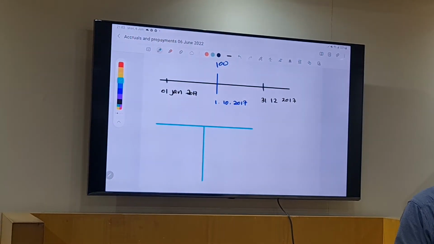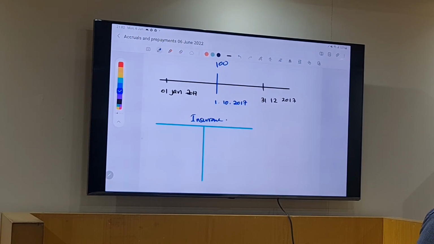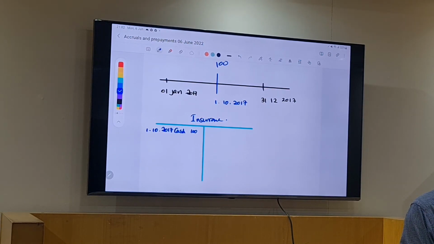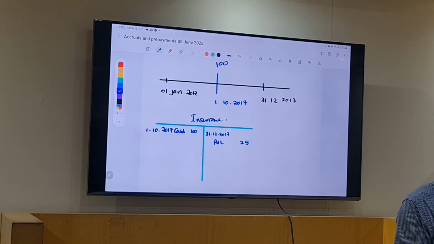Anyway, now here, see this. Insurance. So what is the first payment date? 1st October 2017. How much is that? Cash, 100. And now I am preparing accounts on 31st December 2017. So on 31st December 2017, I will take to profit and loss account how much? 25. So 31st December 2017, balance carried forward 75.